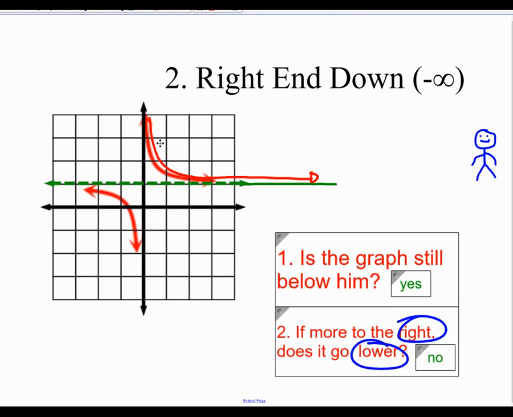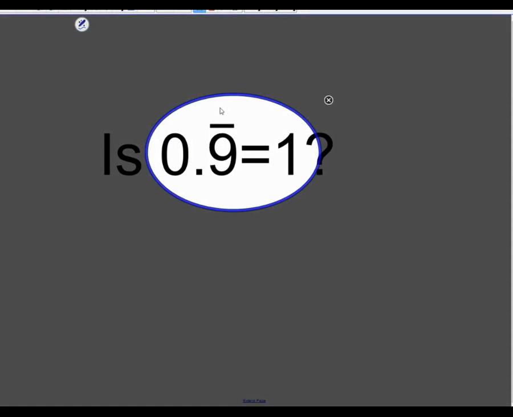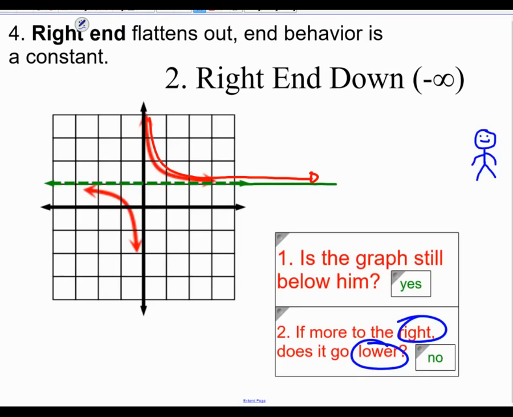You might say, I don't know about that. It's kind of like asking the question, is 0.9 repeating equal to 1? What is the answer to that? Yes, it is equal to 1. What that means for something like this is the function never gets lower than 1, and it's so close to 1, then we say it's 1, and we get the number 1 by where the asymptote hits the y-axis there.